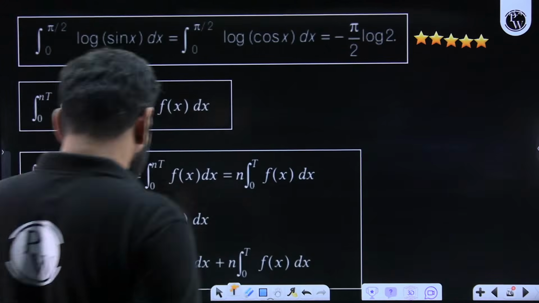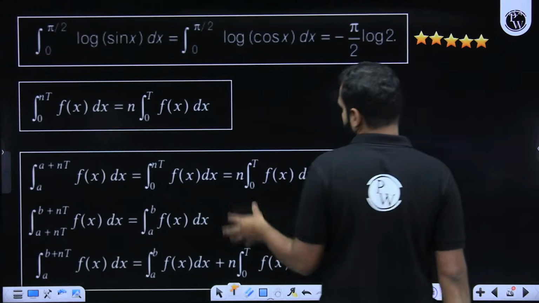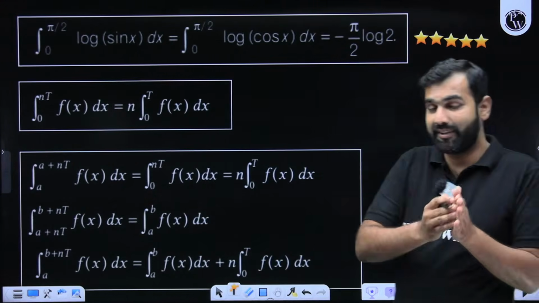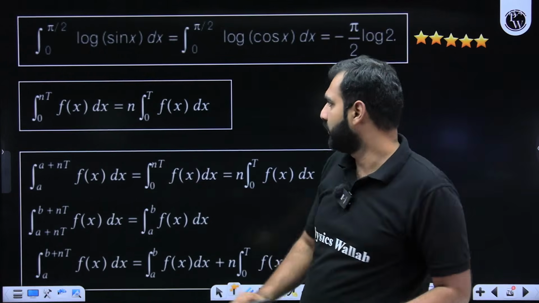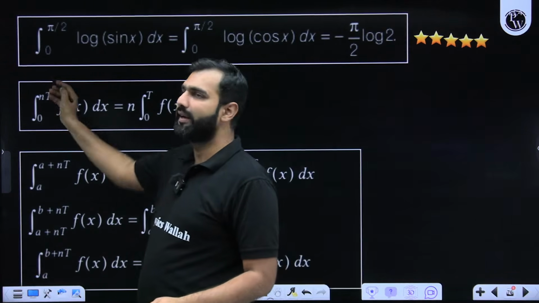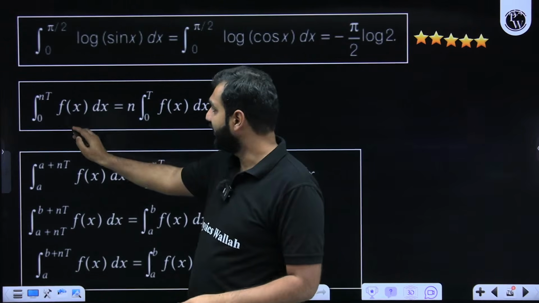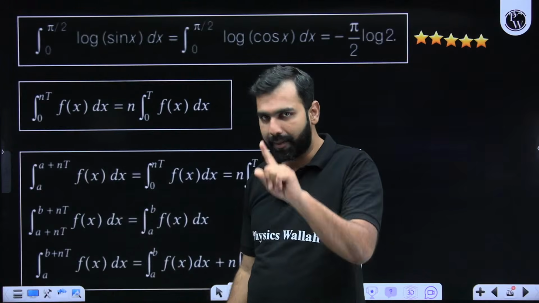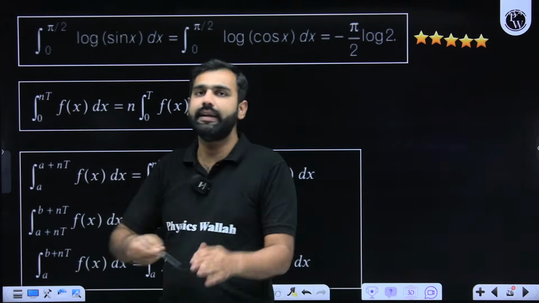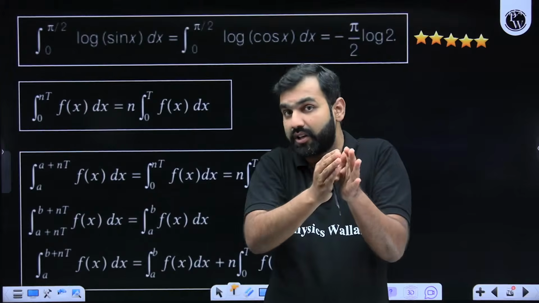With that, when you talk about periodicity or periodic functions, please have a look at that part. Definite integration means what? Area under the curve. So if there is a function from 0 to nT of f(x), where f(x) is a periodic function with period T, then n intervals, n iterations come into the picture.